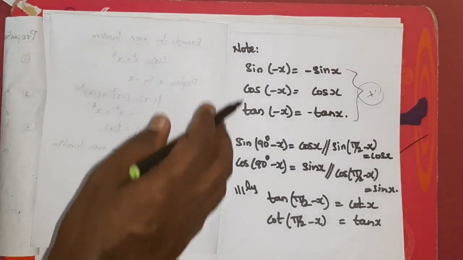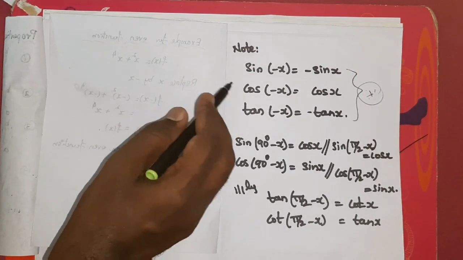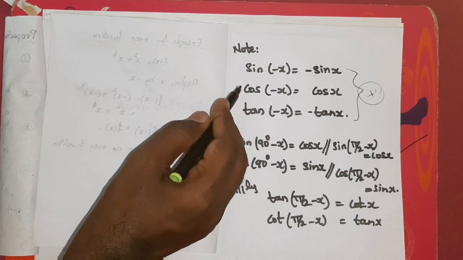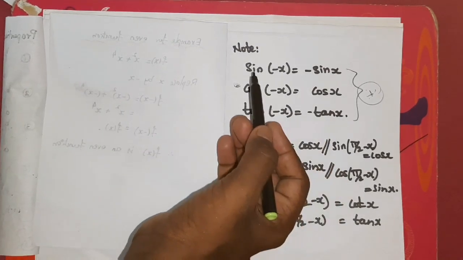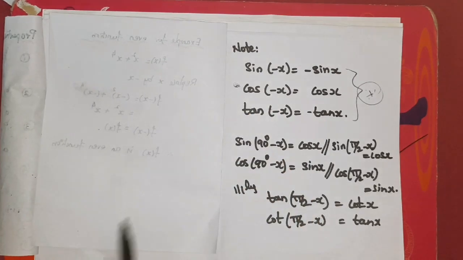So here which one is an odd function and which one is even? So here the only even function is cos, because cos of minus x is again cos, right? Whereas sine and tan are odd functions, so we get the negative of the function, right?